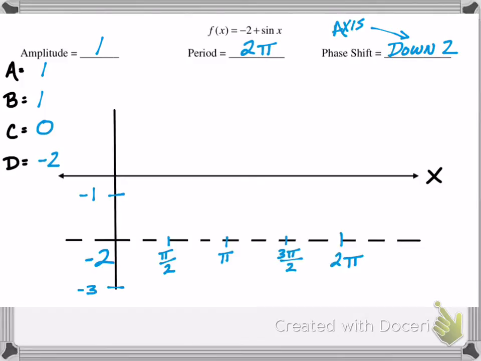So we got the graph set up. We're looking at a sine function, and sine begins with a point at the beginning on the axis. It goes up to a maximum. Halfway across the graph is on the axis, down to a minimum, and then ends at 2 pi on the axis. When you connect the points with a curve, there's your graph of negative 2 plus sine x.